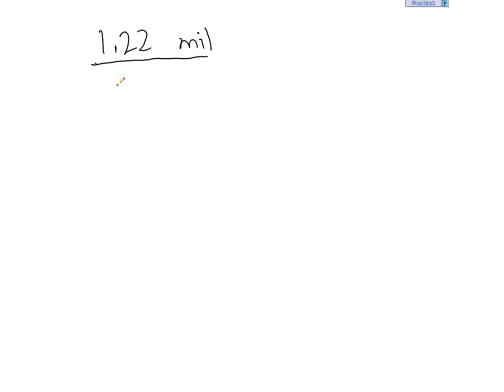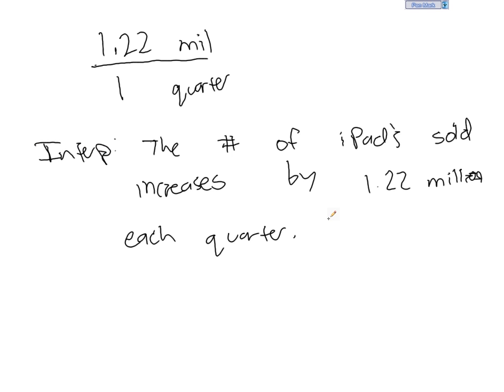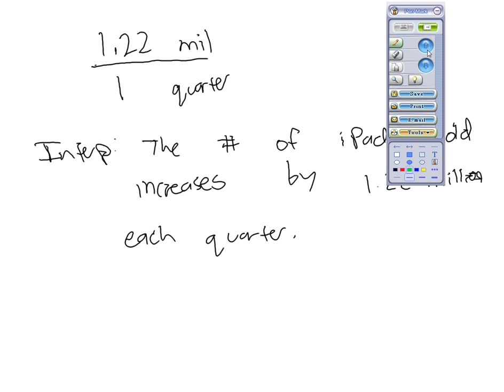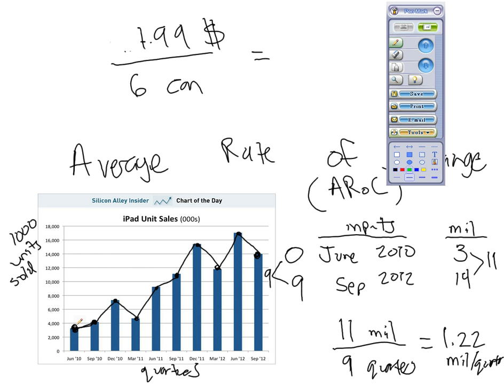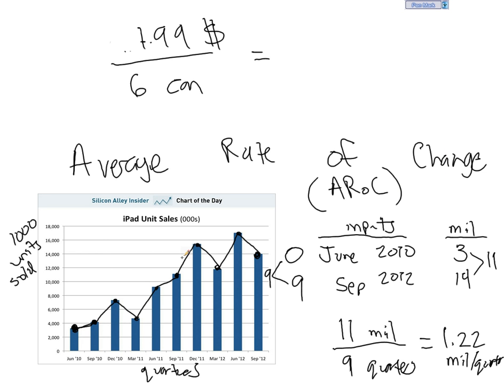iPads per one quarter. So in reality, when we say that our interpretation might be the number of iPads sold increases by 1.22 million each quarter. Now that's kind of wrong, right? Because if we look at the graph, the increase was not always 1.22 million. Sometimes it was a bigger increase, sometimes it was a small, a big decrease, and so on.